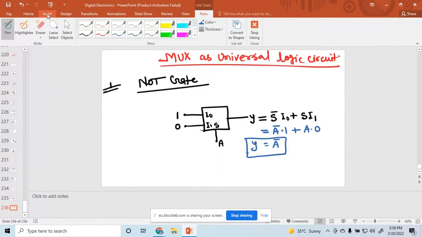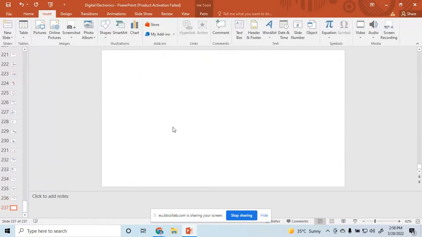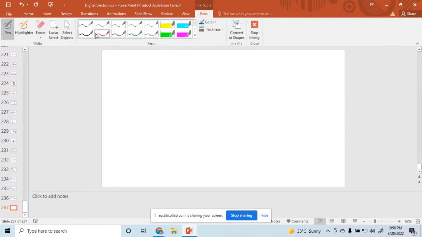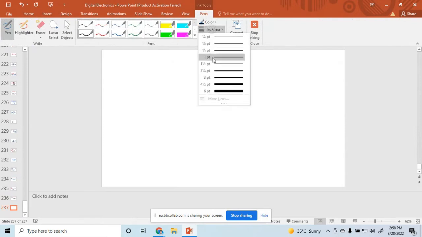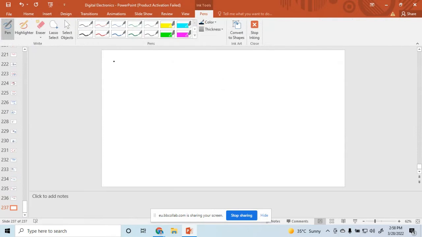Similarly, does anyone have any questions in this section? Yes, give your response. Yes or no? No, sir. Okay. Second, someone say how the mux works like an AND gate.